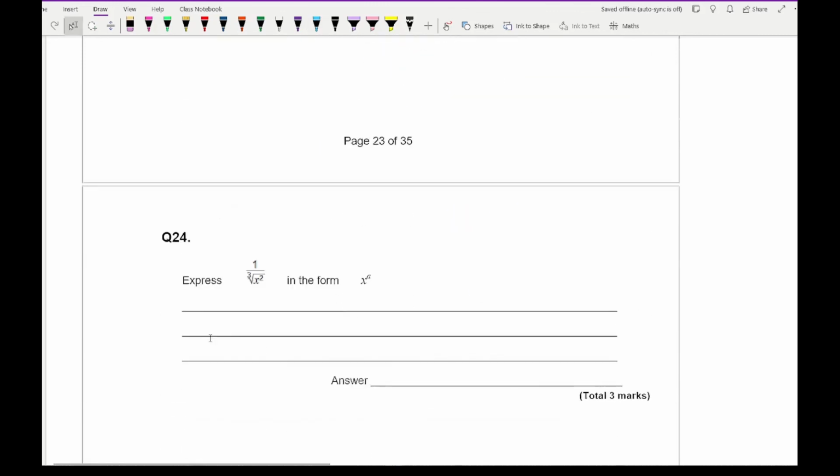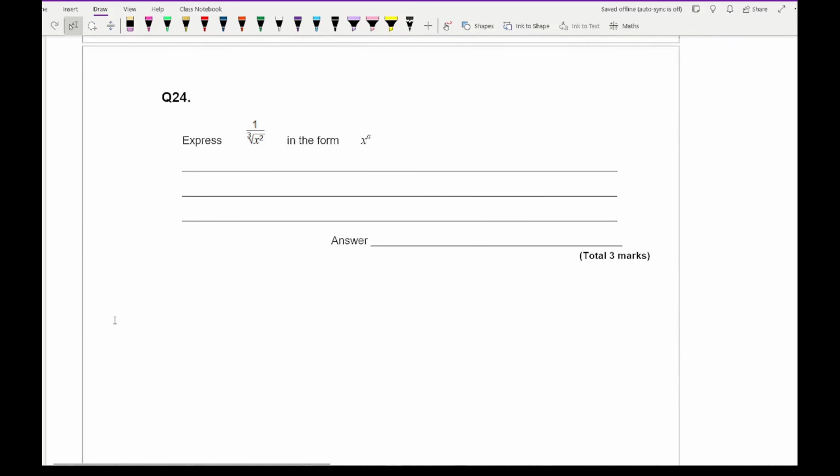And then moving on to our last question, it says express 1 over the cube root of x squared in the form of x to the power of a. So here it's just a case of working backwards. So here I've got x. Now because I've got 1 over, I've got a negative power. And then the numerator is the power, which is 2. And the denominator is going to be the root, which is 3. So here a equals minus 2/3, or the final answer is going to be x to the power of minus 2/3.